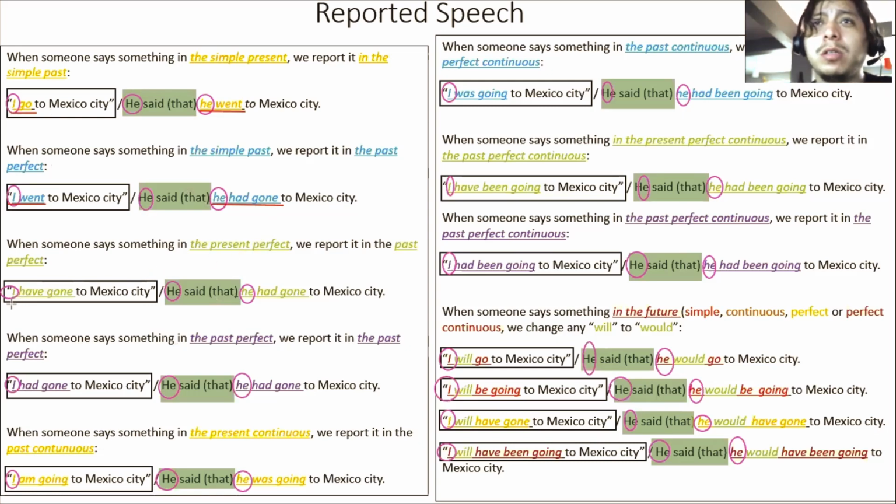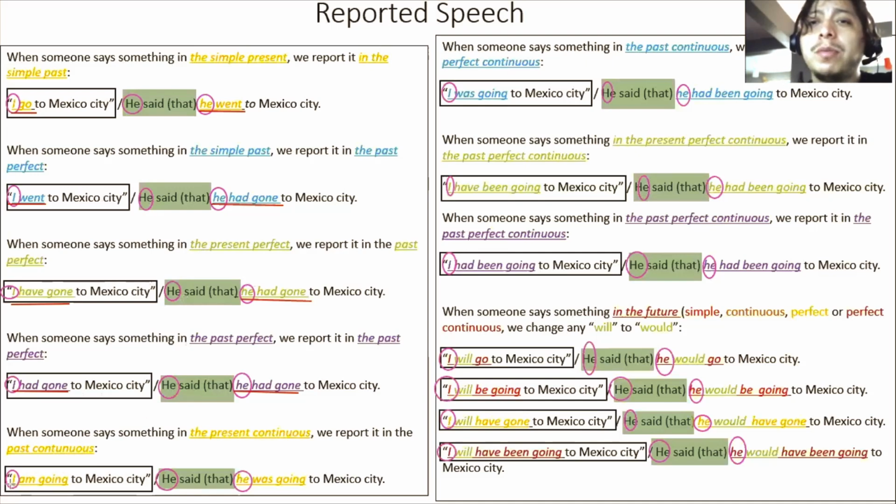If somebody is using the present perfect, I have gone to Mexico City, we report it in the past perfect again. Okay, the past perfect and the past perfect. From the past to the past perfect, and from the present perfect also to the past perfect. When somebody says something in the past perfect, I had gone to Mexico City, you don't change it. It continues to be the past perfect. There is no other time tense before that, okay?